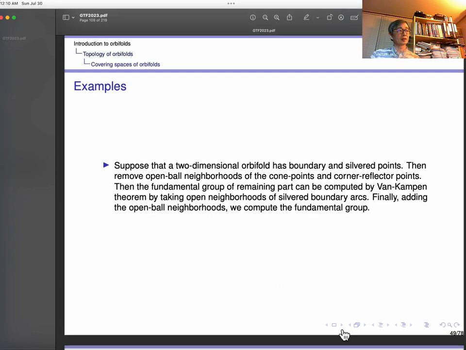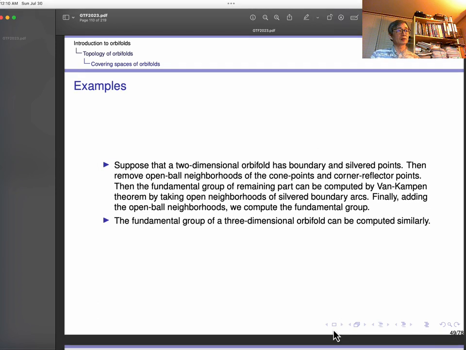So as an example, how do you compute the fundamental group? Take a two-dimensional orbifold that has boundary and silvered points. Then you remove the open ball neighborhoods of some cone points and corner reflector points. The fundamental group of the remaining part can be computed by Van Kampen's theorem by taking the open neighborhoods of the silvered boundary arcs, because they only intersect in trivial simply connected parts. If you consider the components of these, you just have to add some Z2 factors here. Then you add the open ball neighborhoods, and again using something very similar to Van Kampen, you can obtain the whole fundamental group here.